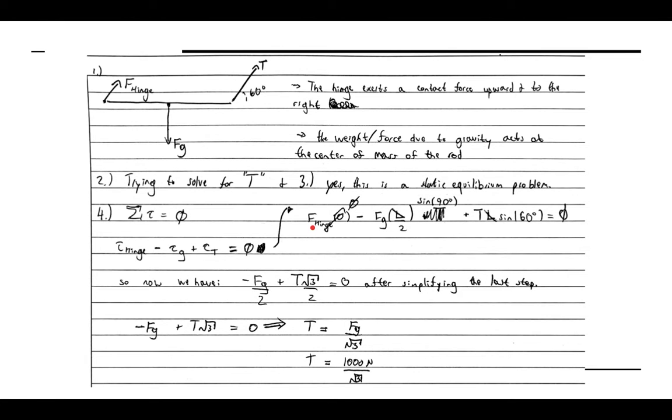We now ask what we're trying to solve for. We're trying to solve for tension T. And now we ask if we're in equilibrium. Yes, we're in equilibrium because this is a static equilibrium problem. Our bar is not moving at all. So as a result, our net torque is going to be equal to 0.